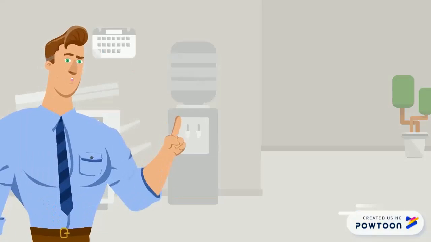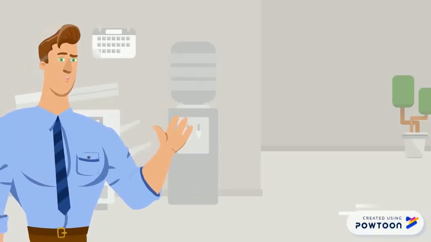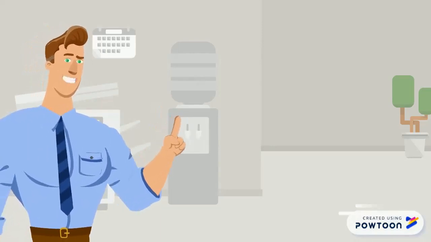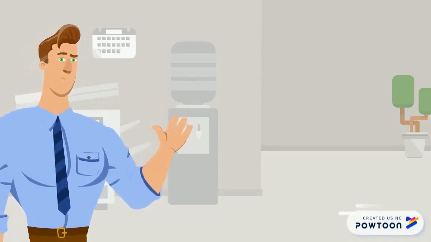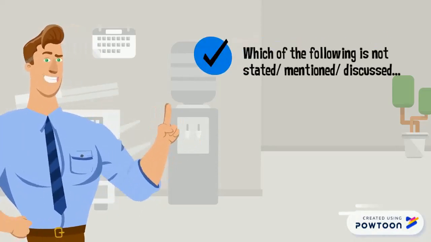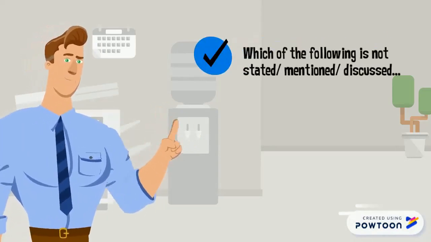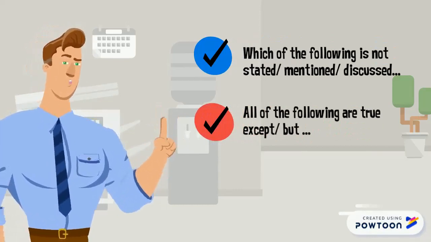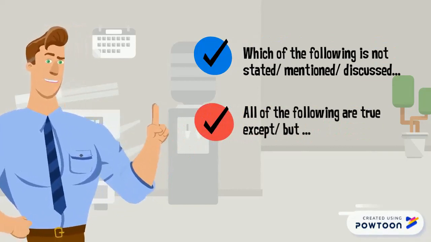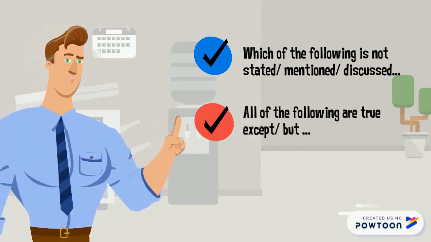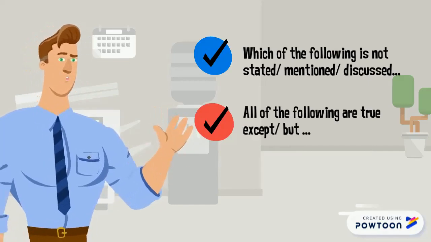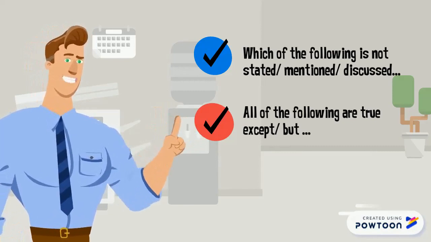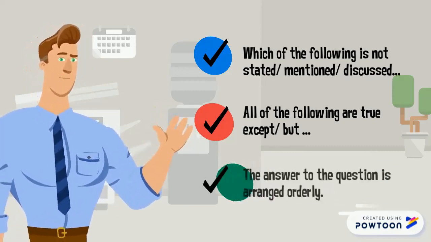Now, let's come to indications that help you recognize this type of question. These questions may begin with phrases such as: Which of the following is not true? All of the following are true except. Which of the following is not stated? Which of the following is not mentioned? Or which of the following is not discussed? Like stated detailed questions, the answers to these questions are found in order in the passage.